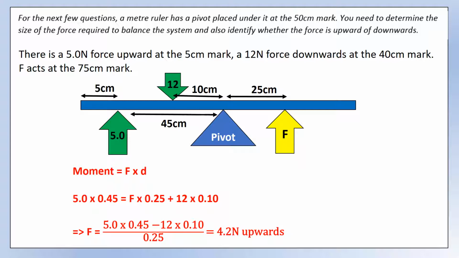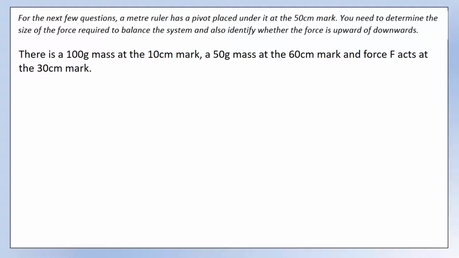The 2 moments going anti-clockwise are F and 12. We can see that they're rotating it in the same direction. The only one going clockwise is the 5 Newton one. So that's what we've put into the calculation. 5 times 0.45 is equal to F times 0.25 plus 12 times 0.1. We're going to take the 12 times 0.1 to the other side by subtracting it. Divide both sides by 0.25 gives us F is 4.2 newtons upwards. Because it came out as a positive number, that tells us we got the direction of F right to start with. Okay, so one final question.